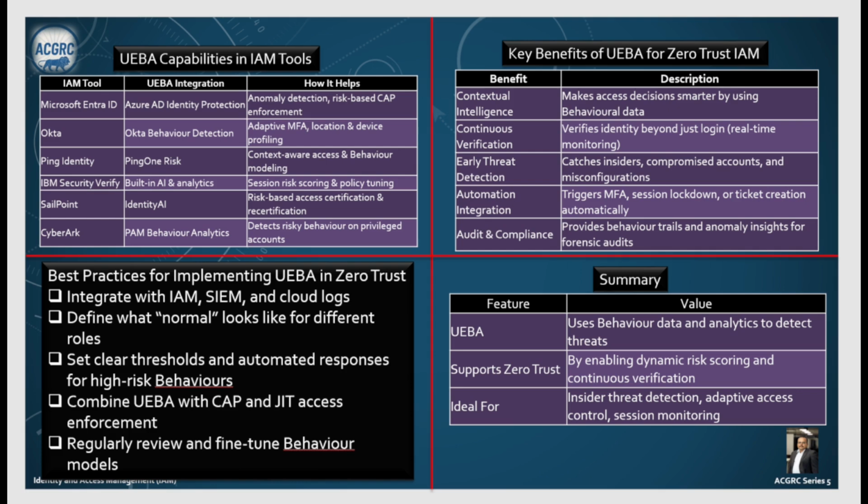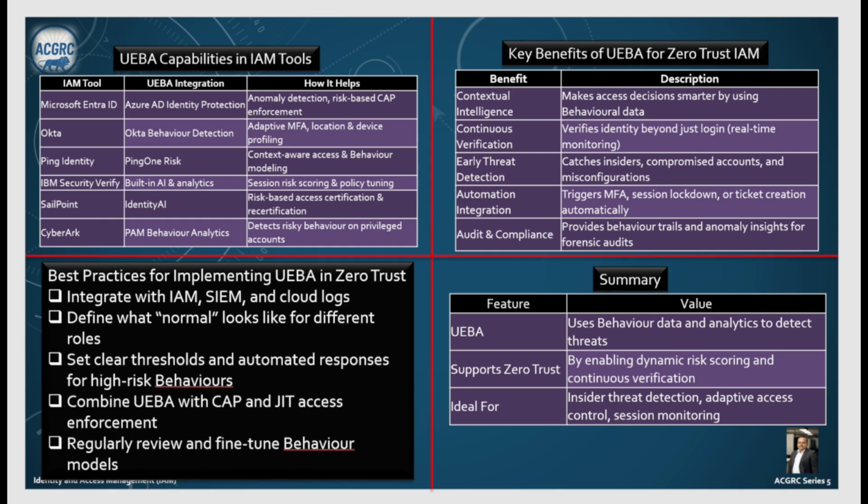The key benefits of UEBA: it makes access decisions smarter by using behavioral data. It helps verify identity beyond just login. It catches insiders, compromised accounts, and misconfigurations. It triggers MFAs, session lockdowns, or ticket creations automatically. It provides behavior trails and anomaly insights for forensic audit.